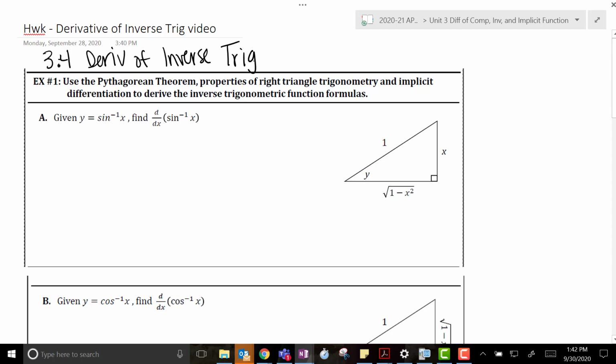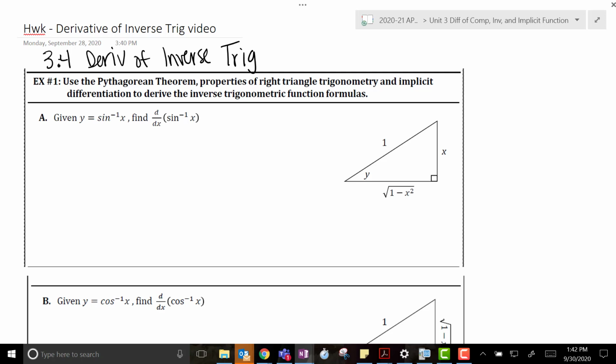So when we are doing derivatives of inverse trig functions, there are a few different ways to go about it. First off, we can memorize them, which we'll go over in a second, but I always want us to know where things came from. The other thing we can do is use the Pythagorean theorem and properties of right triangle trigonometry and implicit differentiation to derive these inverse trig function formulas.